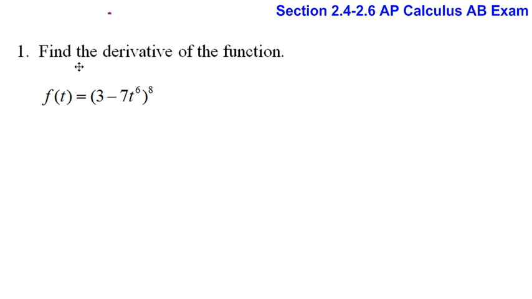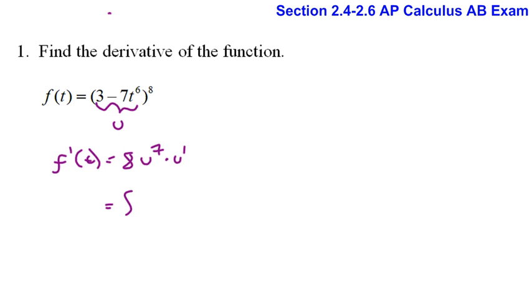It says find the derivative, so we're going to apply the chain rule. We're going to think of this whole thing as just u. If it was just u to the power of 8, then f prime of t would be 8u to the power of 7. And what's going to happen is that we have to multiply that by u prime. My u is (3 minus 7t to the power 6), and then we multiply that by the derivative of the inside.